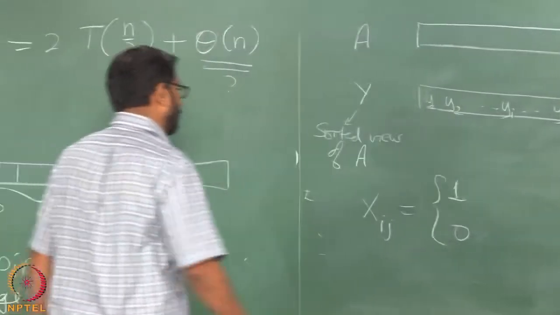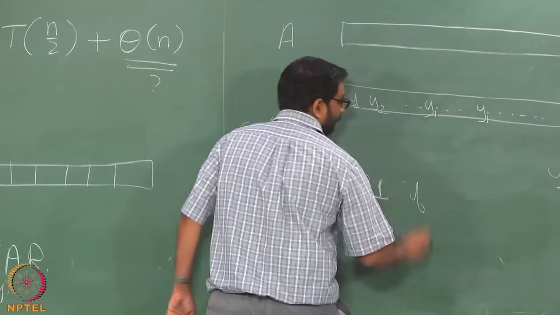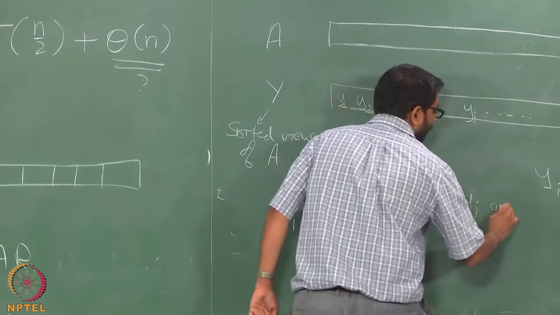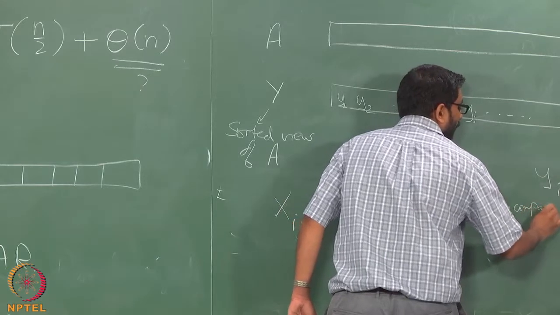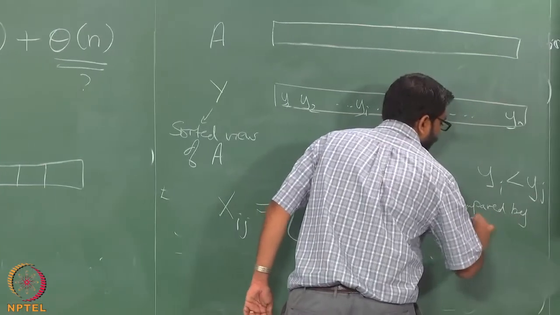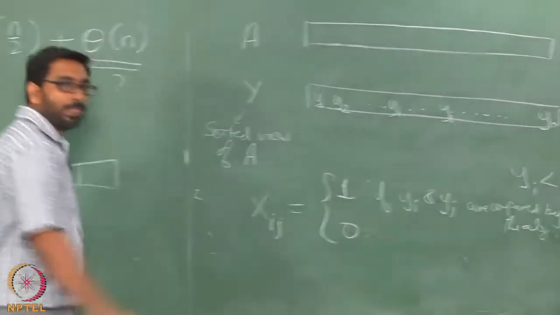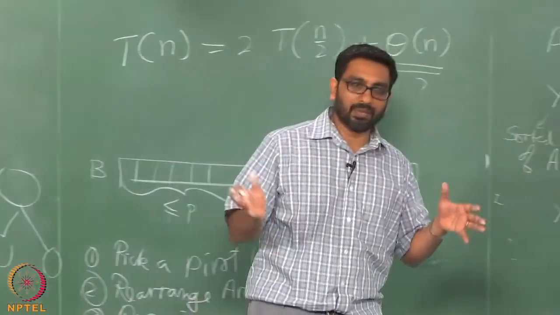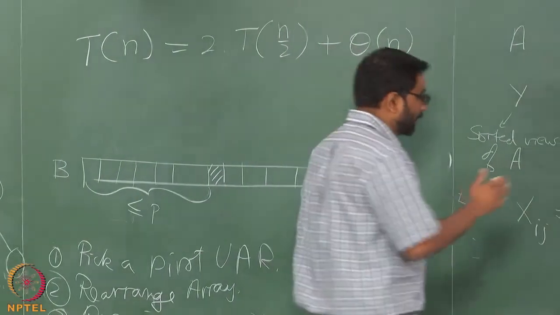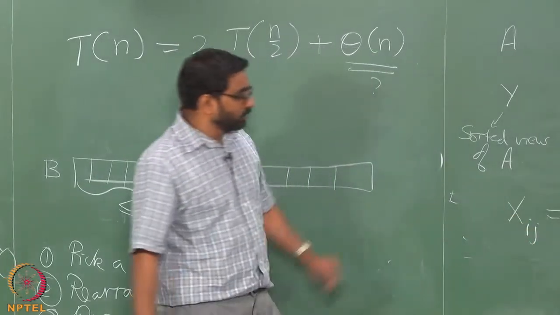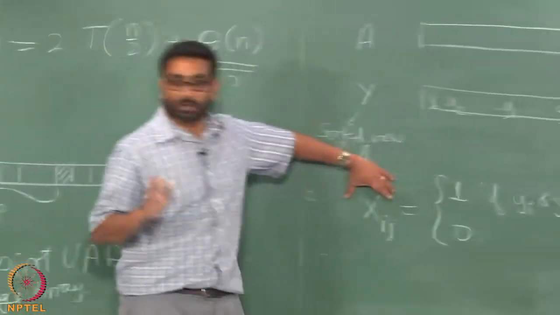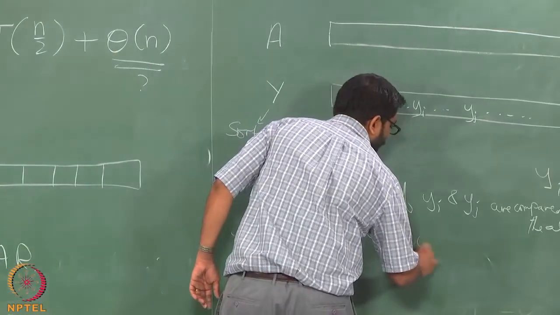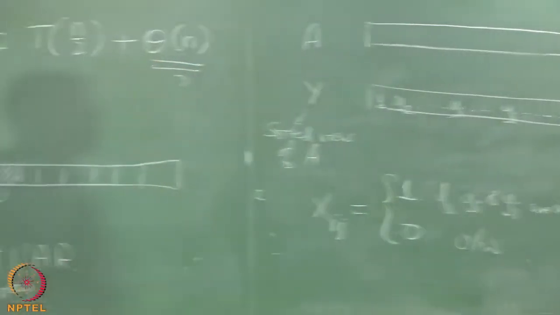It's a 1 if Yi and Yj are compared by the algorithm. Because of randomization, there is no guarantee that Yi and Yj will be compared. They may be compared, they may not be compared. If they are compared, then Xij is going to take the value 1. If they're not compared, Xij is going to take the value 0, 0 otherwise.